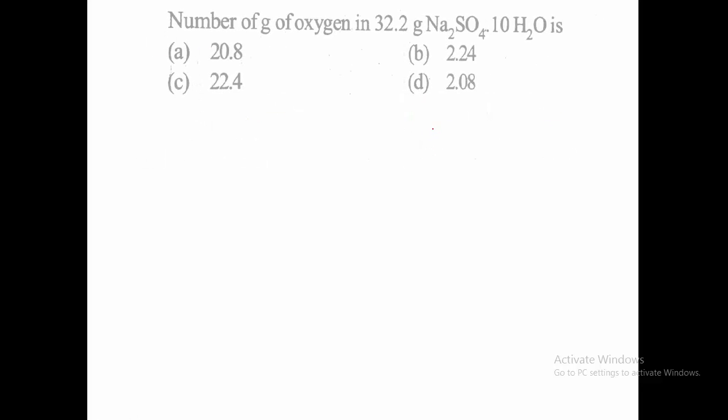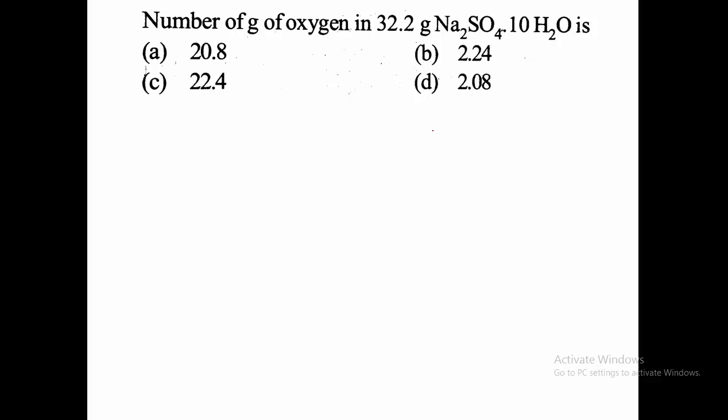The next question is, the number of gram of oxygen in 32.2 gram of Na2SO4·10H2O is, option A 20.8, option B 2.24, option C 22.4, option D 2.08.